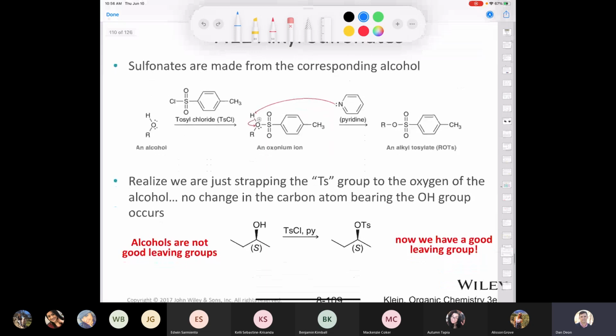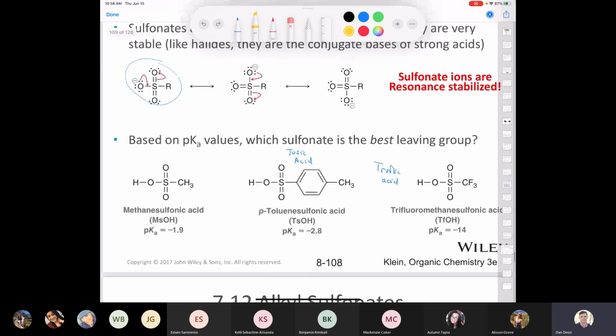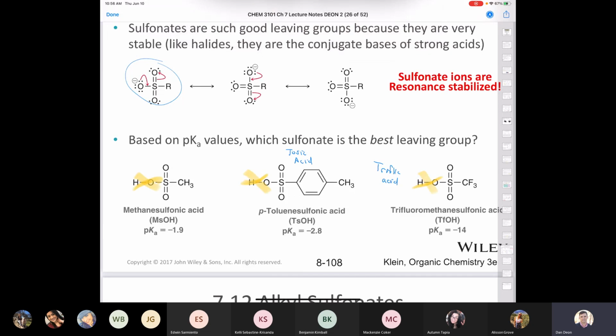Anyhow, how do you make these alkyl sulfonates? Well, you start out with your alcohol. You treat it with the chloride analog. So let's say you wanted to make a tosylate. You would treat it with the chloride analog of toluene sulfonic acid. For all of these, you would just replace the hydroxyl on all three with the chlorine. And you'd get methane sulfonyl chloride, toluene sulfonyl chloride, and trifluoromethane sulfonyl chloride.